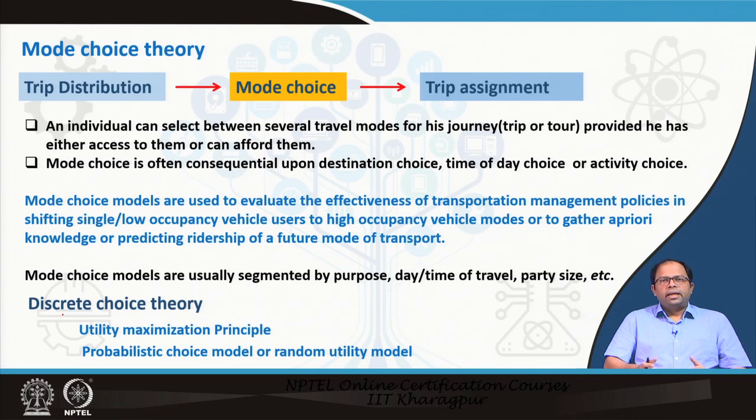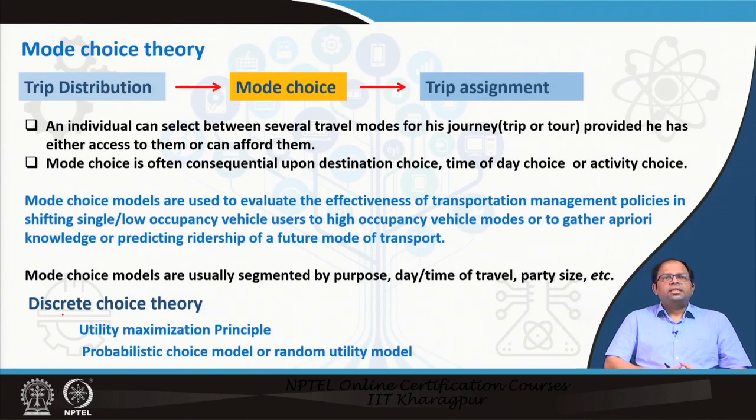Then, based on the day or time of travel, that means during a weekend I may choose a different vehicle, during normal weekdays I will choose a different vehicle, or depending on the time of the day I can choose a different vehicle, and also depending on party size. That means, if I have a party of 5, I may not be able to fit in my small car. So, depending on that I may also change my mode.